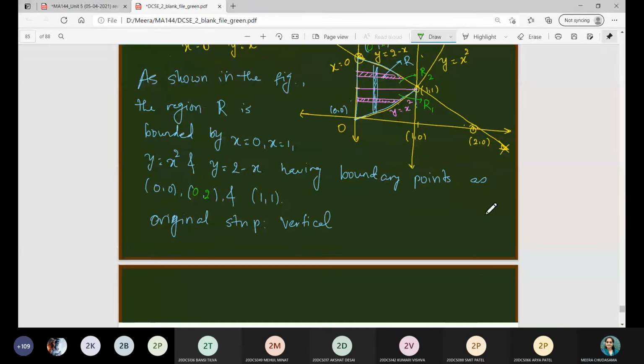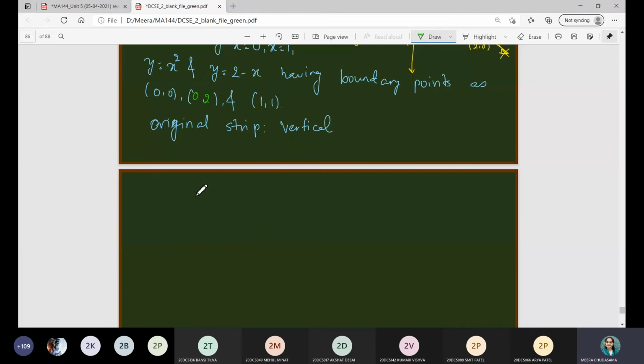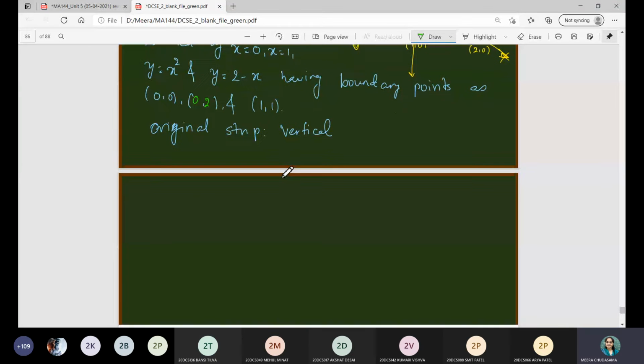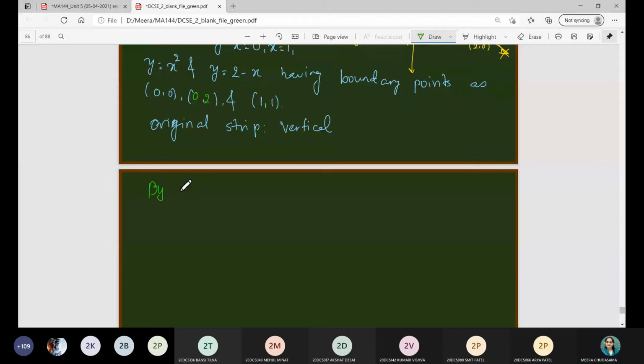Okay. So now we can write here, by changing the order of the integration.